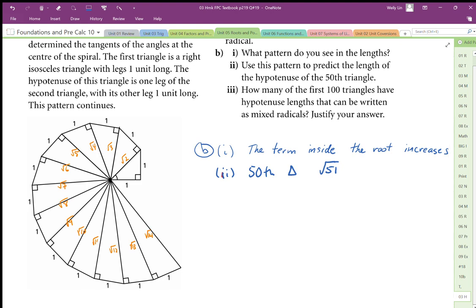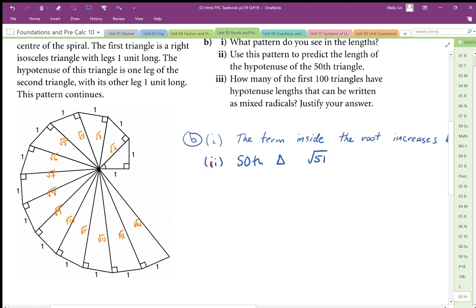So part 3, it says, how many of the first 100 triangles have a hypotenuse length that can be written as a mixed radical? Okay, so this is quite more of an involved problem. First of all, we need to know that we have roots from root 2 all the way to root 101. And the ones that can be written as a mixed radical are going to have the mixed part give us a whole number, so it has to have a perfect square factor, but it also has to have a radical part, so it has to have a part left over that is not a perfect square.